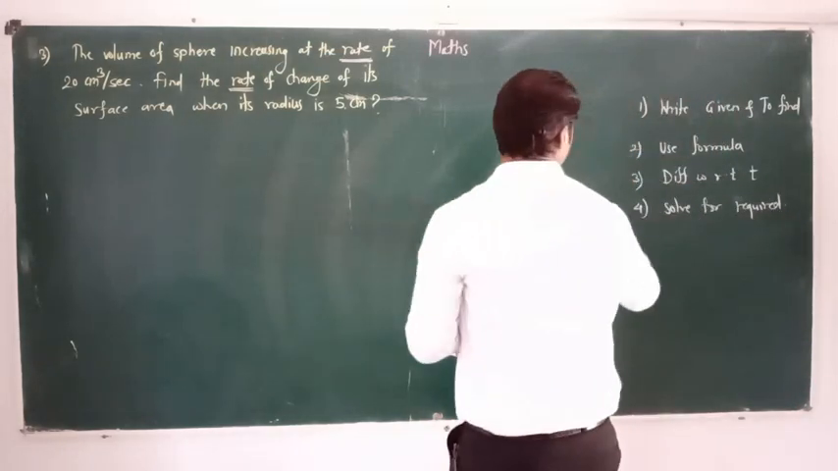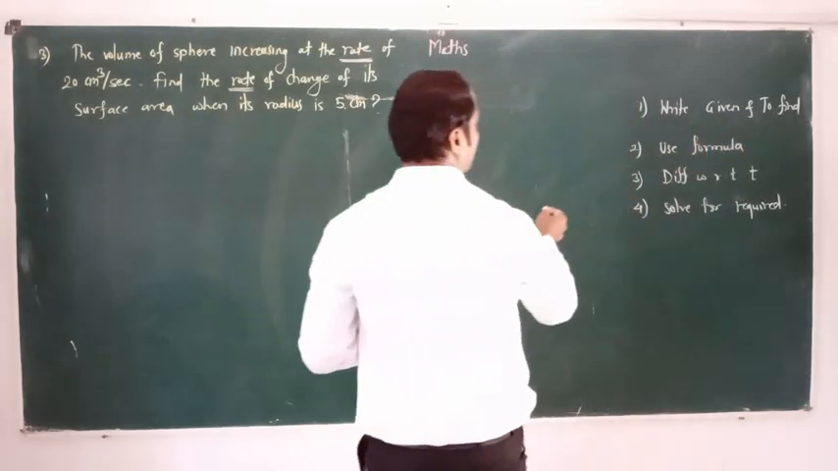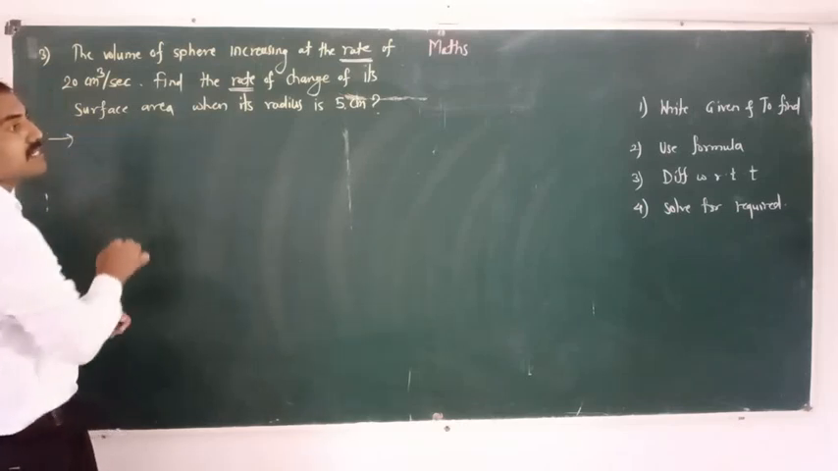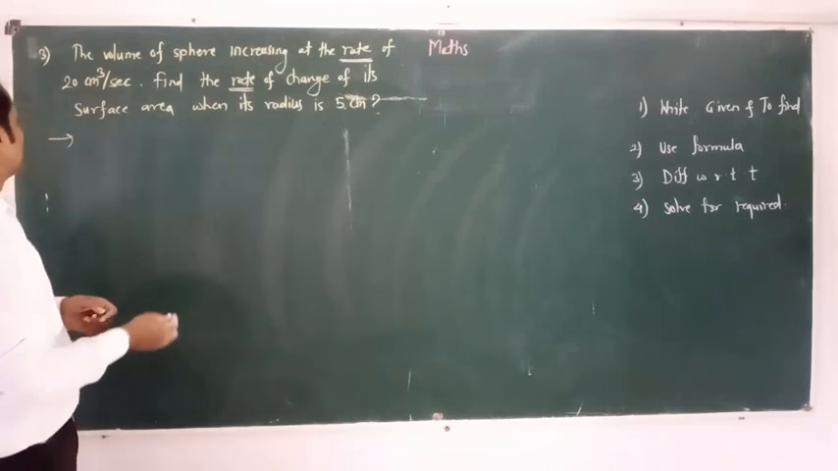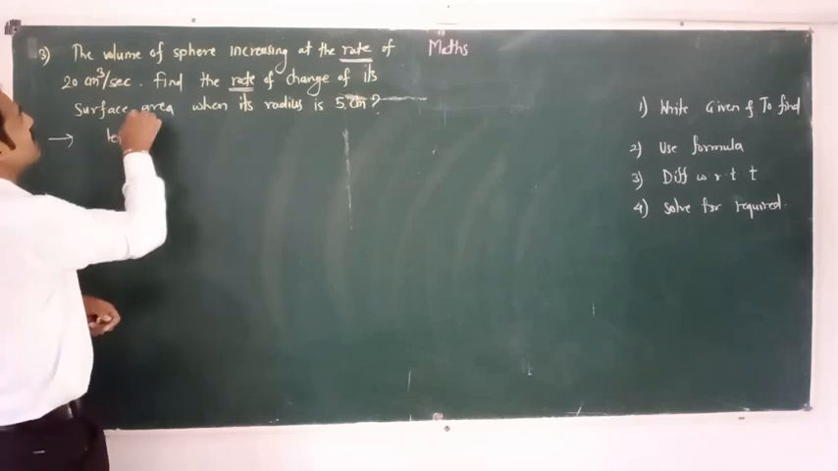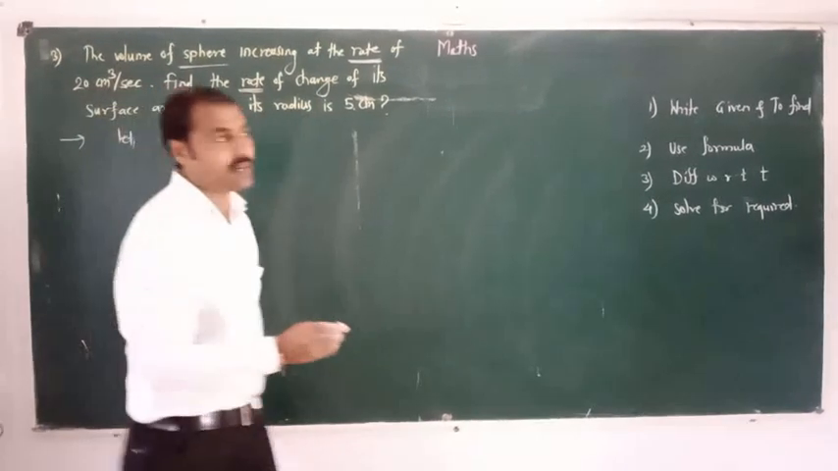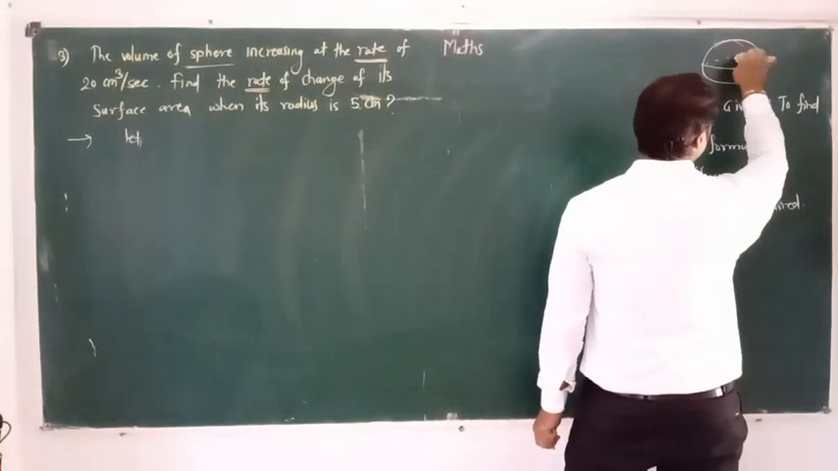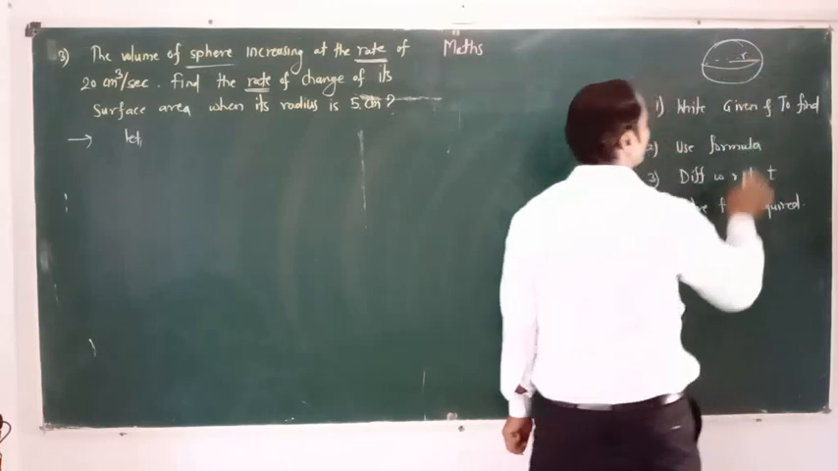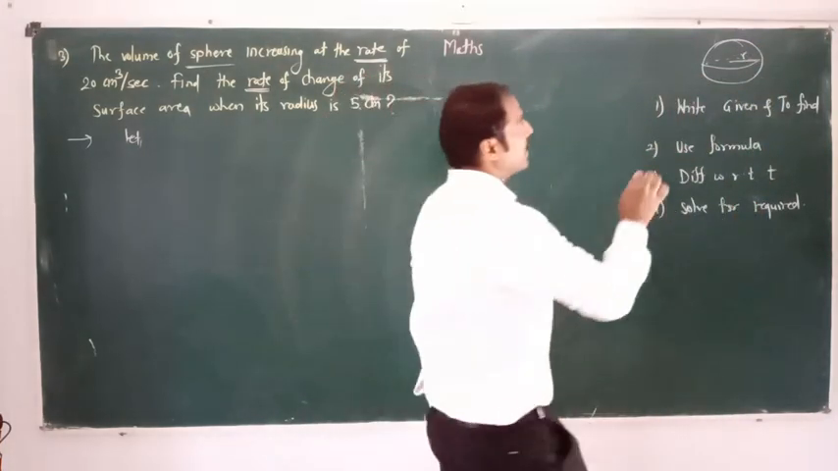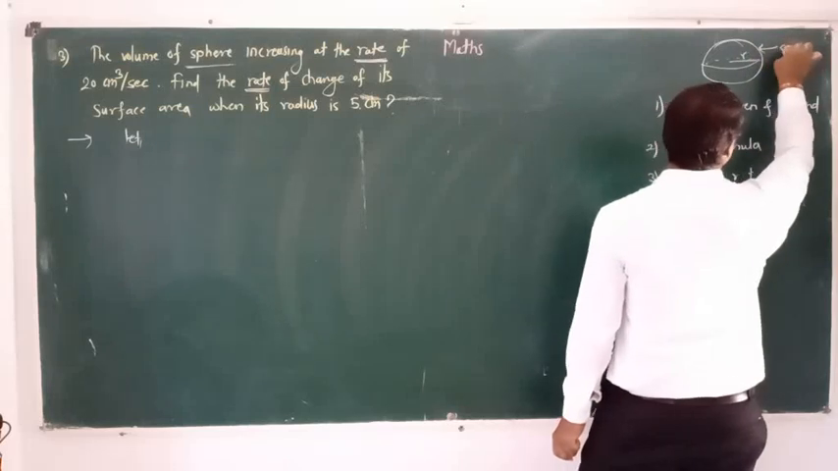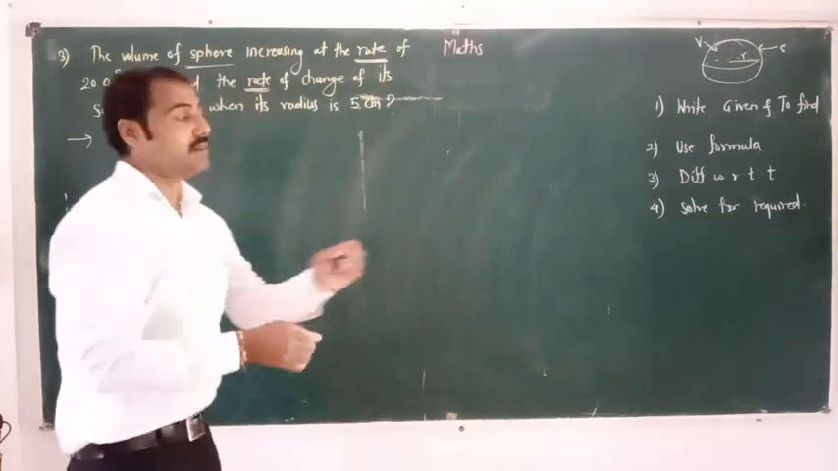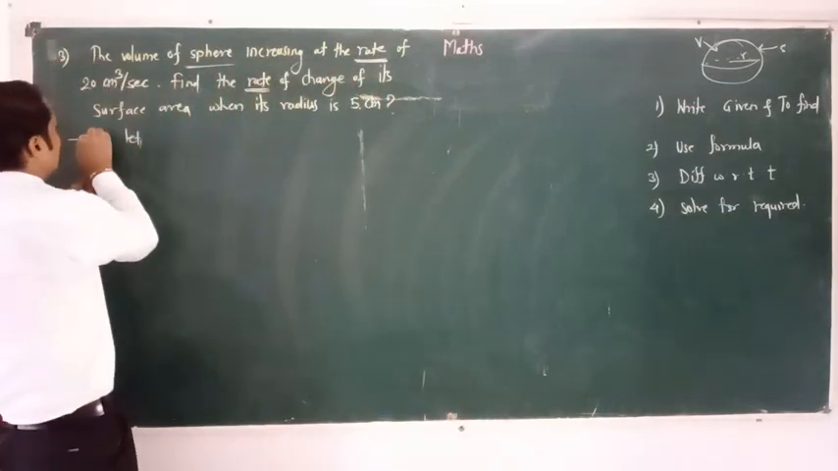What are the steps? First step is write given and to find quantity. Second one is use formula. Third one is differentiating with respect to t. Fourth one is solve for the required quantity. So I can start with first identifying the geometrical figure. What is the geometrical figure? Here the geometrical figure is a sphere, and what are the quantities included in a sphere? Radius, surface area, and V is the volume of the sphere. So I can write solution.